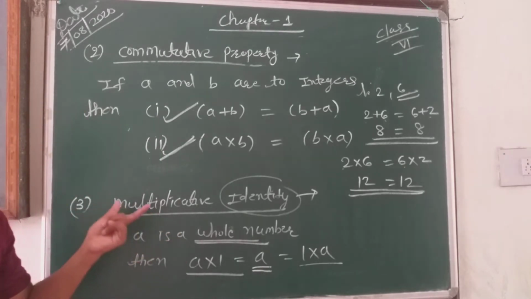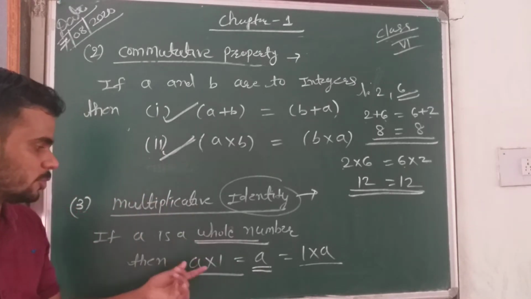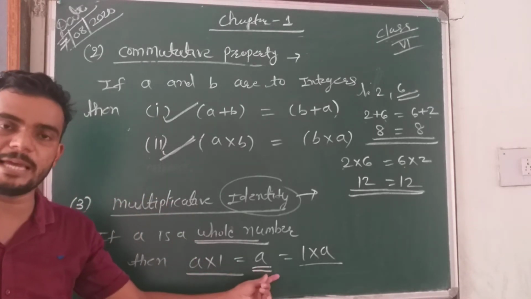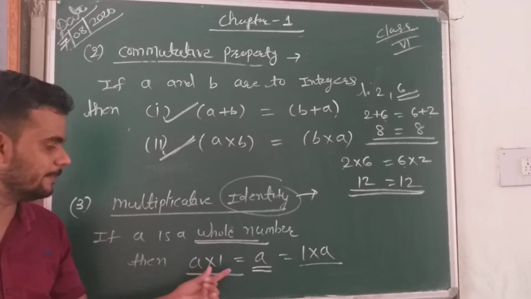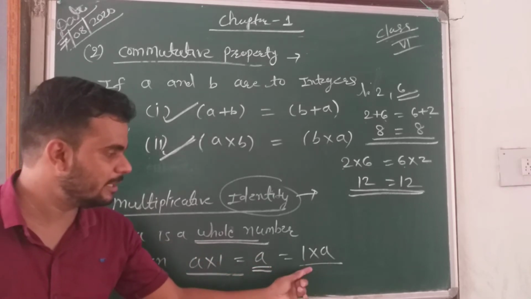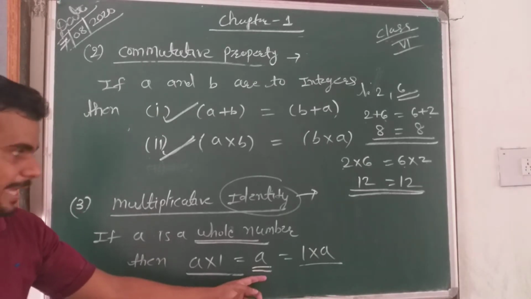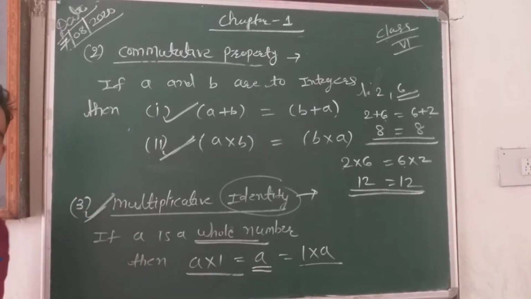If any number is given, multiplying it by 1 gives the same number. If the number is a, then a multiply 1 equals a, and 1 multiply a also equals a. This is our multiplicative identity.